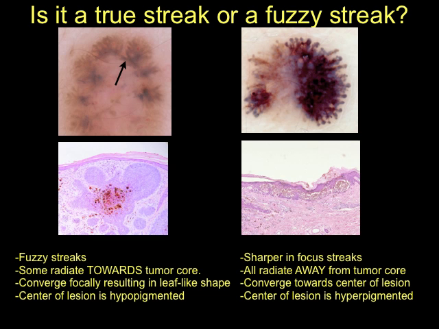In contrast, the lesion on the right is a melanoma. The streaks in this melanoma are sharper in focus. They all radiate away from the tumor, they converge towards the geometric central part of the lesion, and the center of the lesion is hyperpigmented and has a blue-white veil.